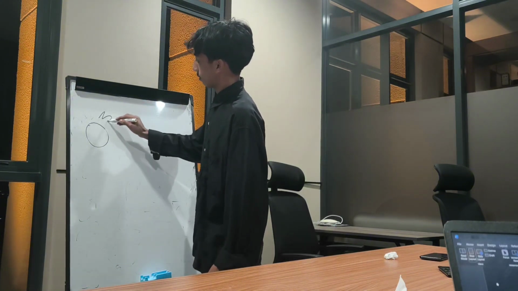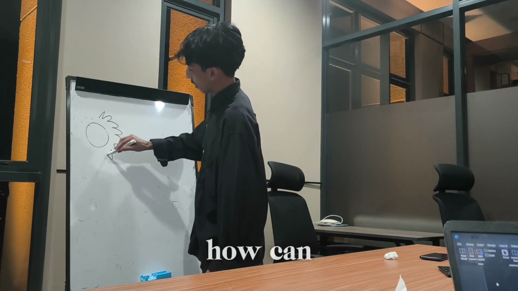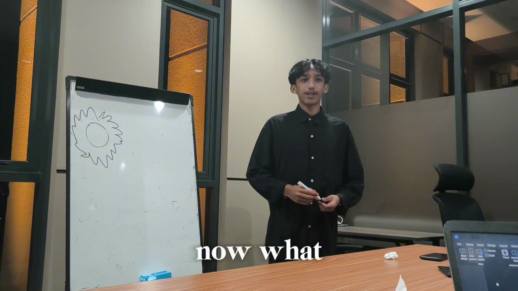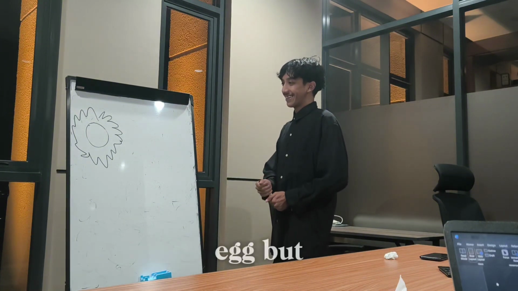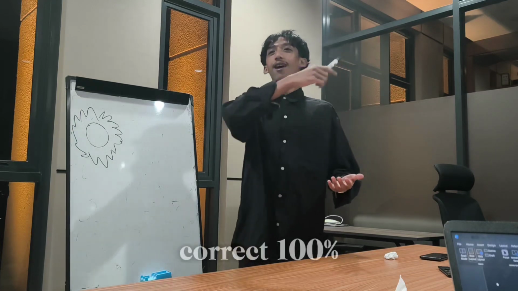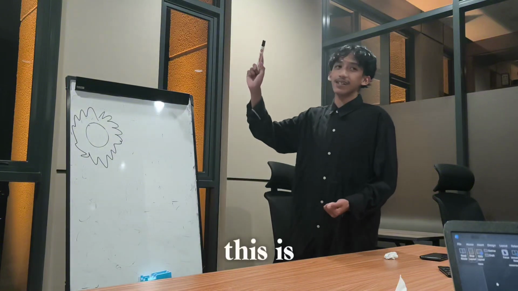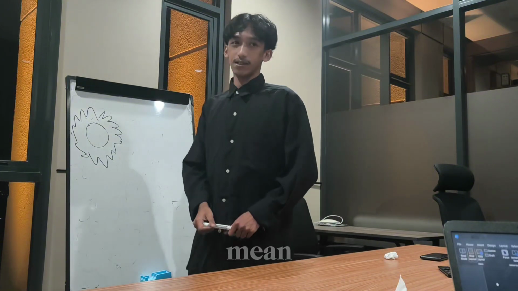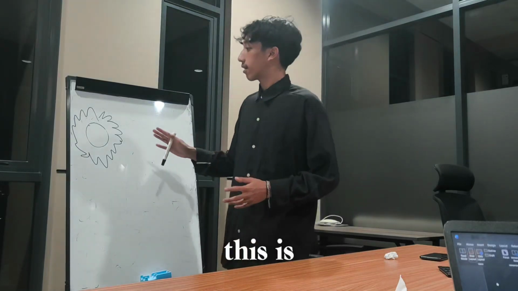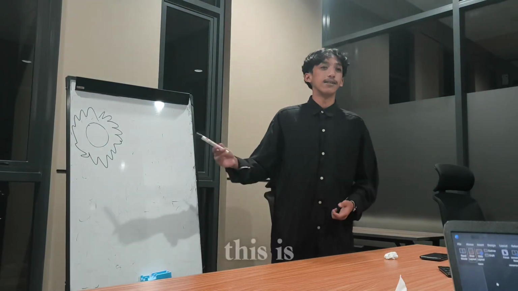And then, how about now? What is this, students? It still looks like an egg, but I'm thinking of different ideas. It's a sun. Correct! 100% correct! This is a sun. This is what I mean, everyone. This is not an egg, but this is a sun. Right.